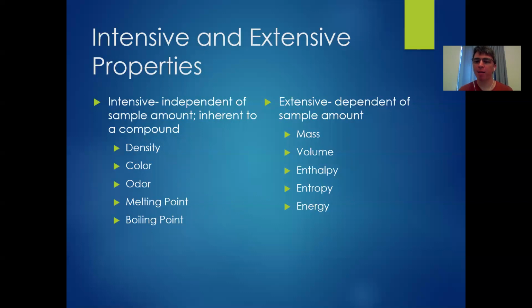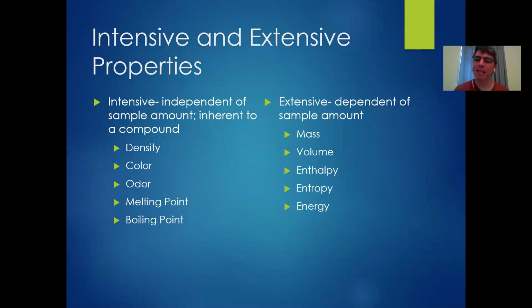If you're measuring mass, the more of your sample you have, the more mass you have. Same thing with volume. The more of it you have, the bigger the volume is. Enthalpy, entropy, energy, all of those are additional chemistry terms that are also extensive properties. We won't really get into much with those as they get a lot more complex to try and measure. But mass and volume are the really easy ones. The more of it you have, the more mass, the more volume.